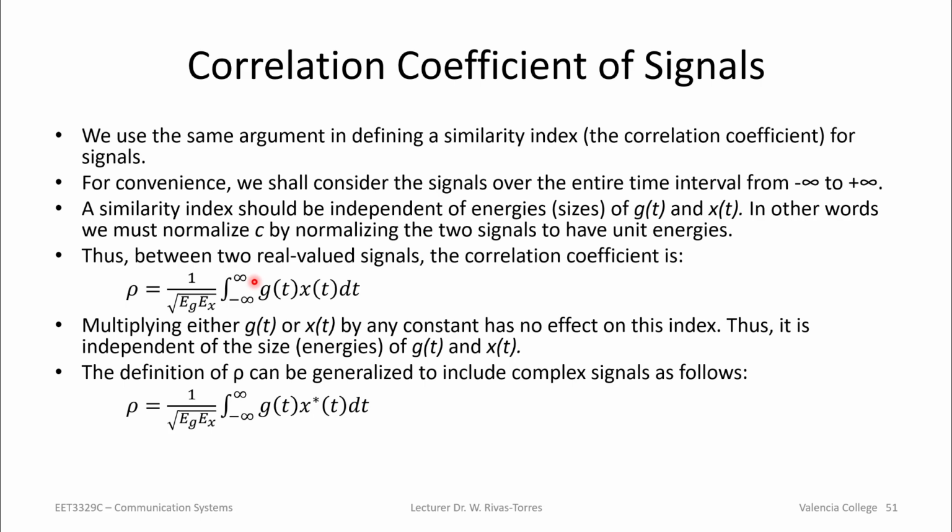Now I can take any of these functions and multiply it by a constant, and still, if you think about it in an analogy of the vectors, it doesn't matter. It's the two vectors. I can multiply by any kind of constant, and I should still get the same correlation factor. And we can extend this to complex signals. You just have to take one of your signals and put the conjugate inside the product inside this integral.